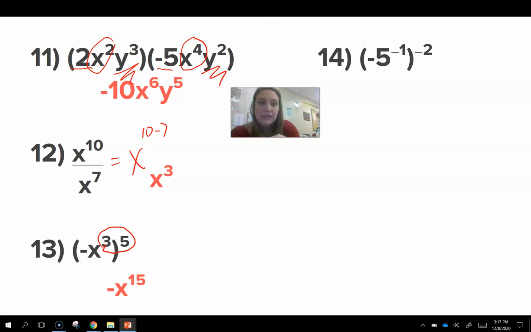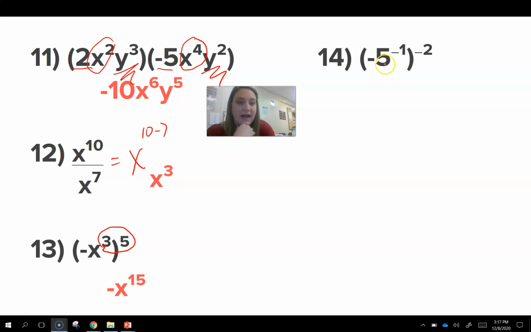All right. Number 14. Here we go. I have a negative 5. I just saw it doesn't change anything. I have negative exponents, which could change something, but let's do the rule that I know first. Okay. Power to a power. Negative 1 times negative 2, well, isn't that just 2, right? So now I have negative 5 as my base, and my new exponent is 2.